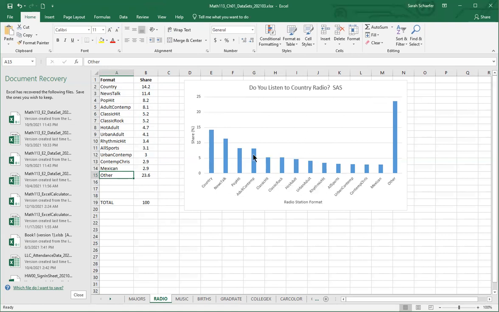All right, come back in the next video. We'll look at how we can reorganize these bars in order from smallest to tallest, tallest to smallest, and so on.